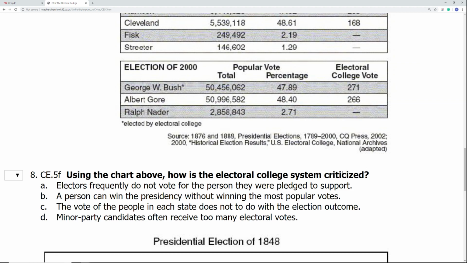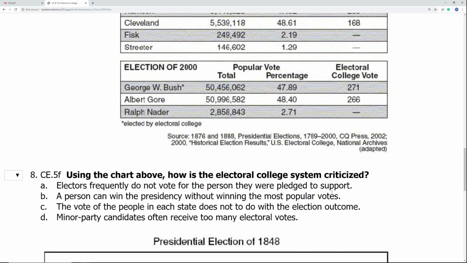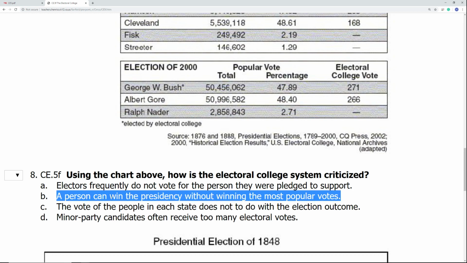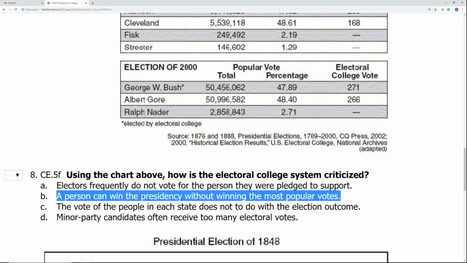So number 8, pretty much spelled it out for you that a person can basically win the presidency without winning the popular vote, as you guys saw that in class. That's what a lot of people complain about.